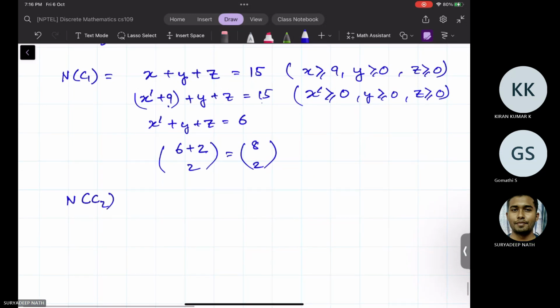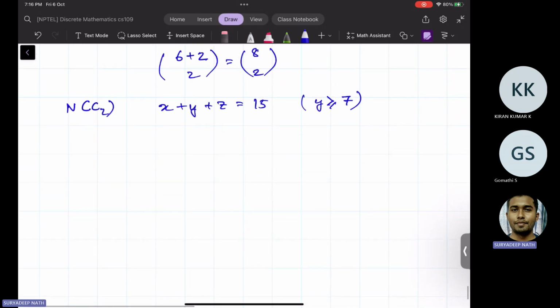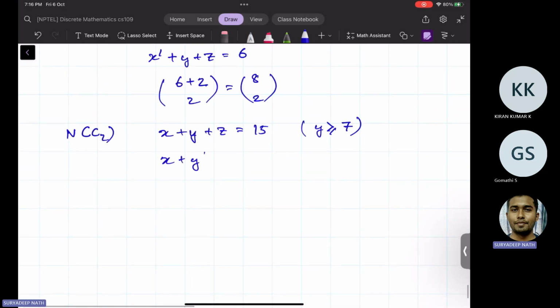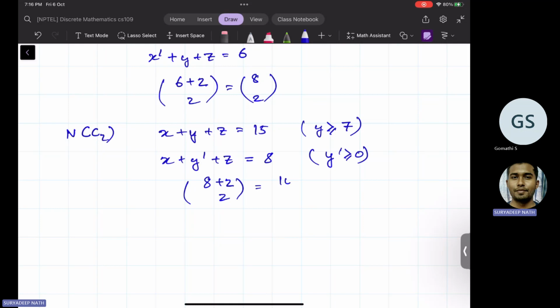N(C2) would be x plus y plus z equals 15, where y is greater than or equal to 7. So again, we'll have x plus y bar plus z equals 8. We subtract 7 from both sides, where y bar is greater than or equal to 0, and all others are also greater than or equal to 0. So again, for here we'll have 8 plus 2 choose 2, that is 10 choose 2.